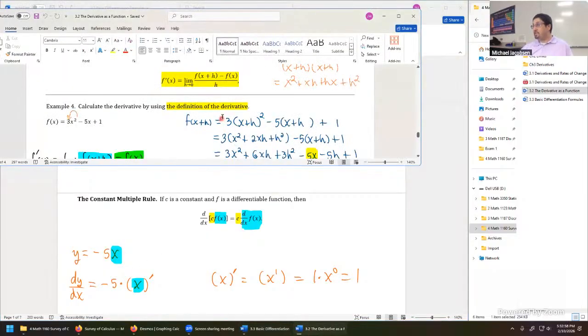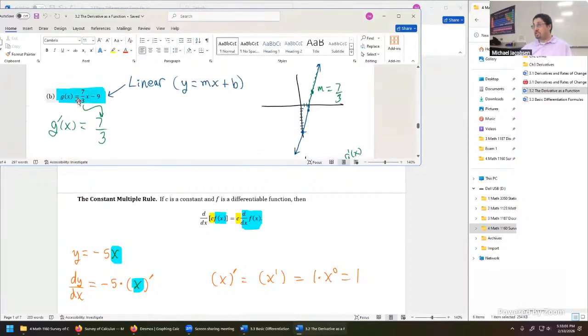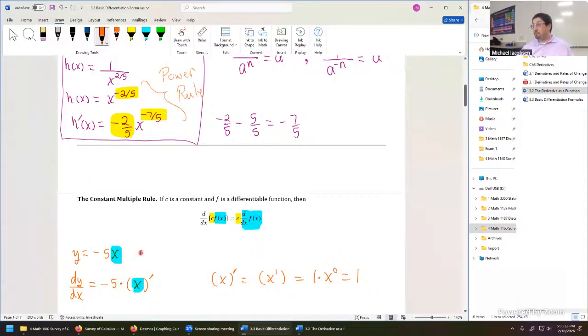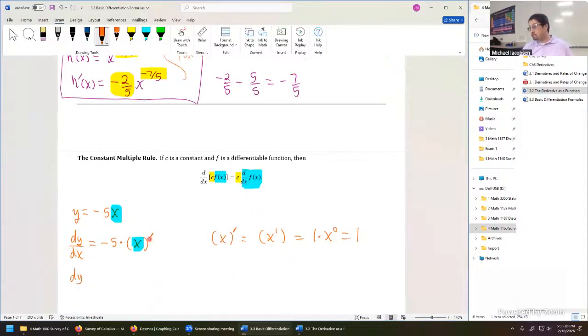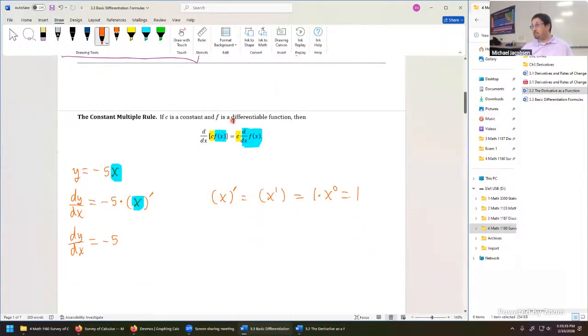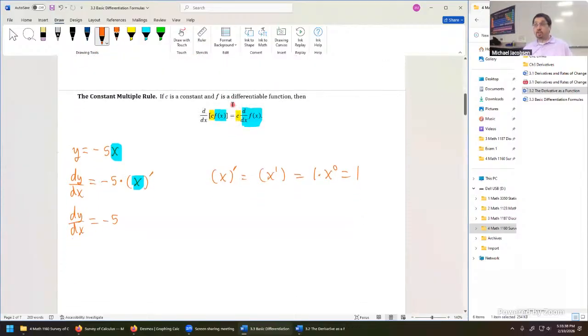Or you can think of it even differently. It's still just a linear function, whether you call it x or 7/3 x minus 9. The slope of x itself is just a 1, much like the slope here is 7/3, and we pick up the 7/3. So altogether, dy dx for the constant multiple rule is just -5 times 1, so just a -5 altogether. Or again, thinking geometrically, that's a linear function with slope -5, so we pull down the -5 there. So that's one version of the constant multiple rule. Any questions with it so far?